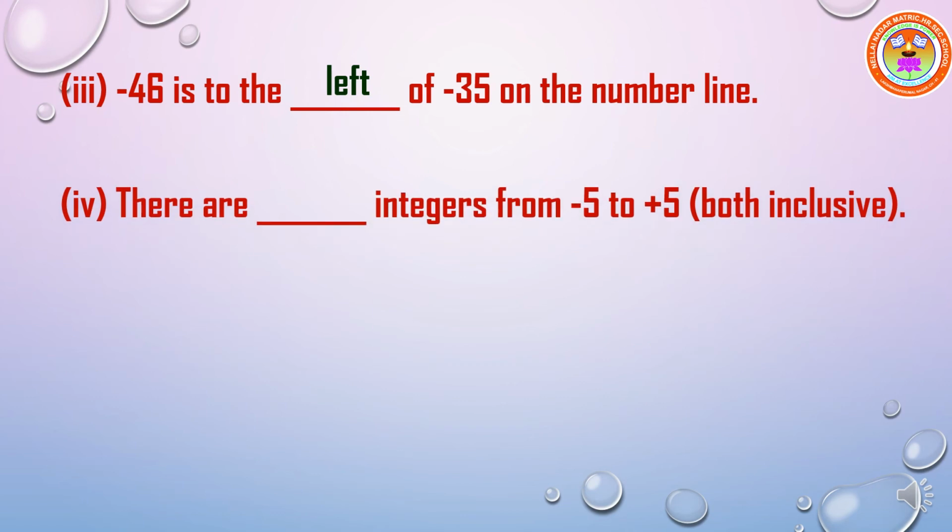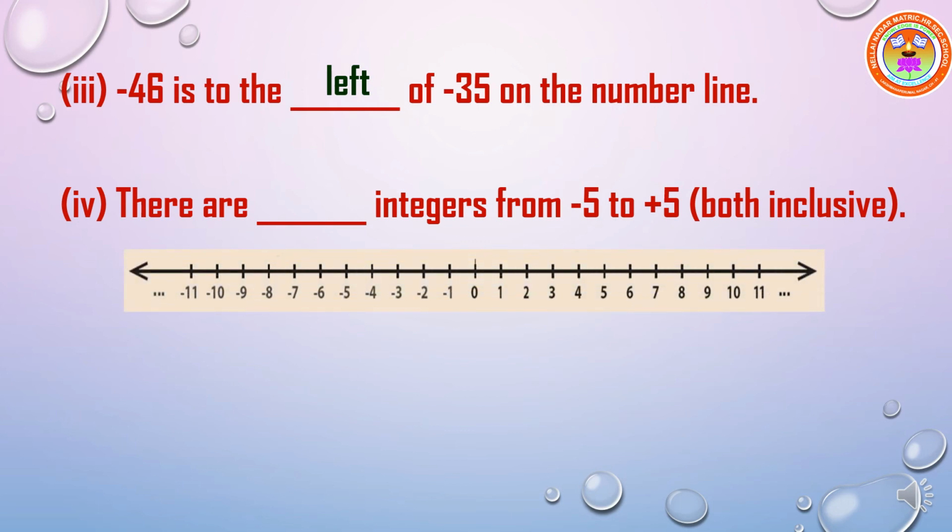Yes? Next, subdivision 4. There are dash integers from -5 to +5, both inclusive. That is, both -5 and 5 are included. We want to write how many integers are there from -5 to +5. So for this, we'll draw the number line. So we have to count how many integers are in between -5 and 5. So if we count the number of integers, taking into account the numbers -5 and +5, we can say there are 11 integers.